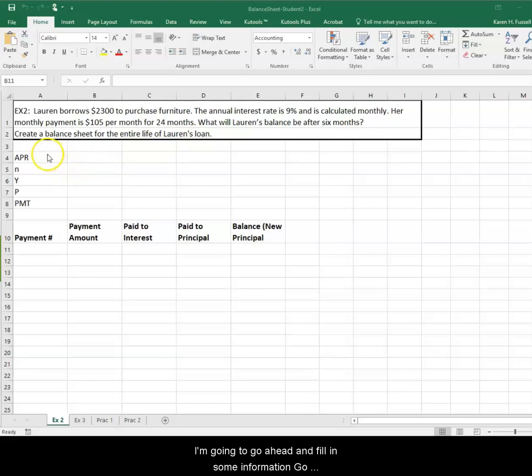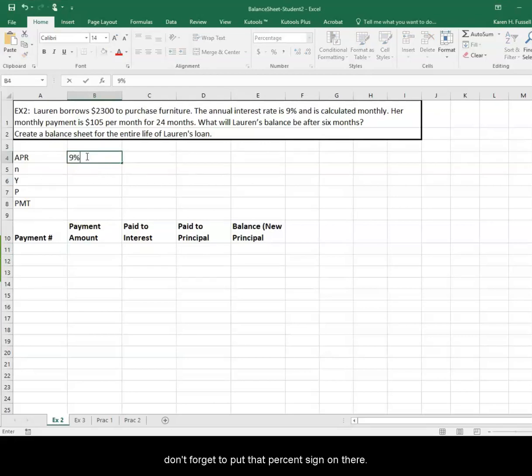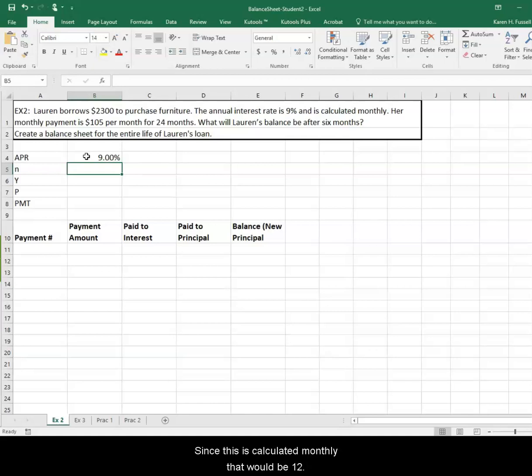I'm going to go ahead and fill in some information up here: our APR, our N, our Y, our P, and our PMT. So remember that APR is our interest, 9%. Don't forget to put that percent sign on there. N is our number of compounding periods per year. Since this is calculated monthly, that would be 12. The number of years, if we go back and look, we're doing this for 24 months, so 24 months would be 2 years. Our P, or our principal amount, is how much she borrowed to begin with, so $2,300.